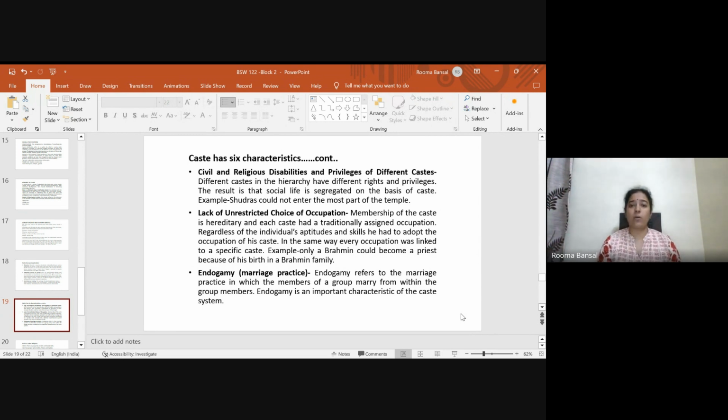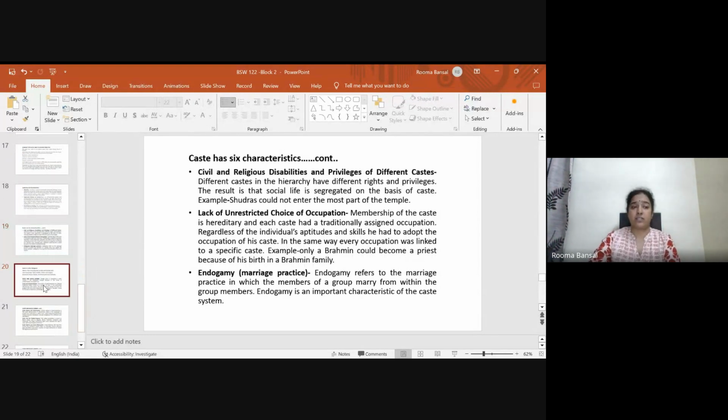Here we are talking about a Hindu Brahman should get married with a Hindu Brahman. A Christian should get married with a Christian. A Muslim should get married with a Muslim. And not only in religion, in the caste system also. A Hindu Kayastha should get married with a Hindu Kayastha only. A Hindu Vaishya should get married with a Hindu Vaishya only. This is called endogamy in the caste system.